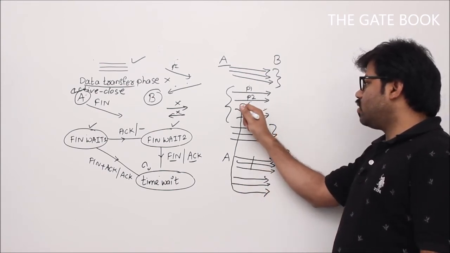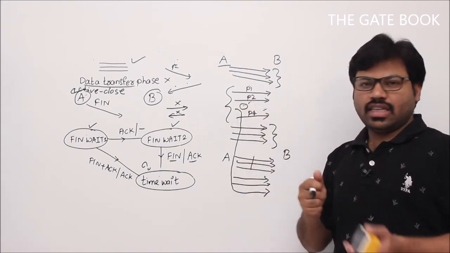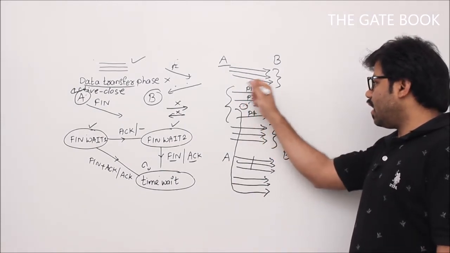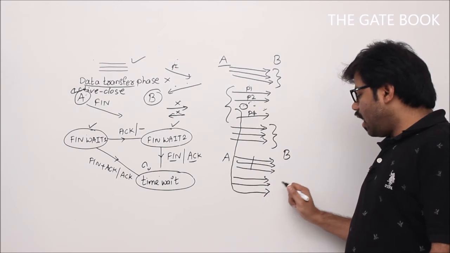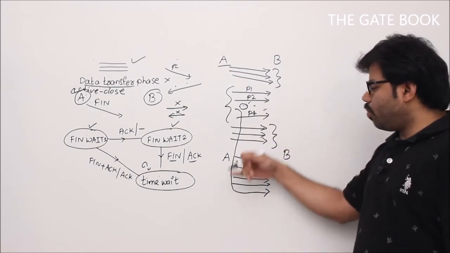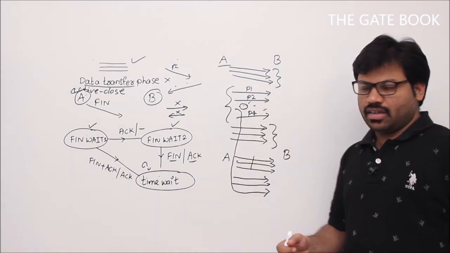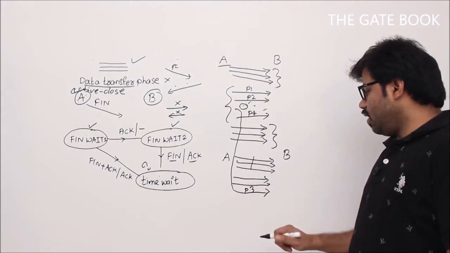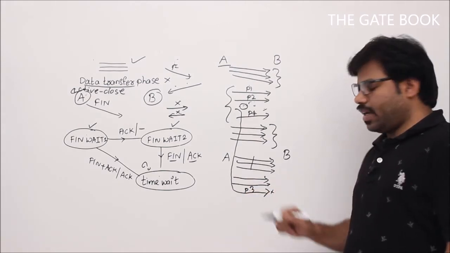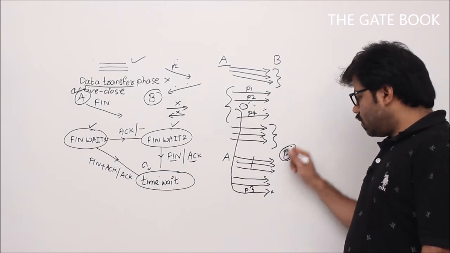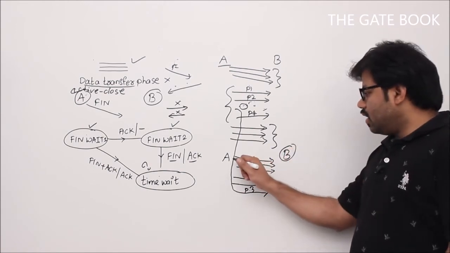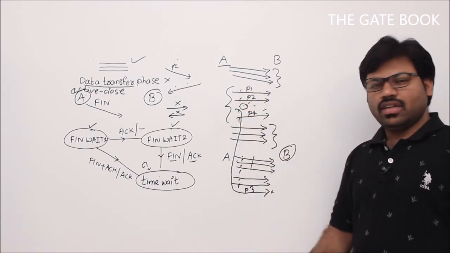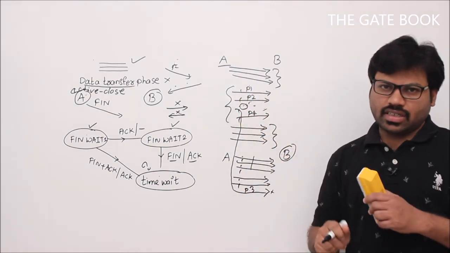Because that packet's destination is also B only, but rather than in this connection, it is coming in another connection. That is possible if you open a connection immediately after closing the connection. So I can say that this packet P3 is a wrong packet, but B of course will detect it. Why? This set of sequence numbers will be different from this set of sequence numbers, correct? So there is a difference in sequence numbers.